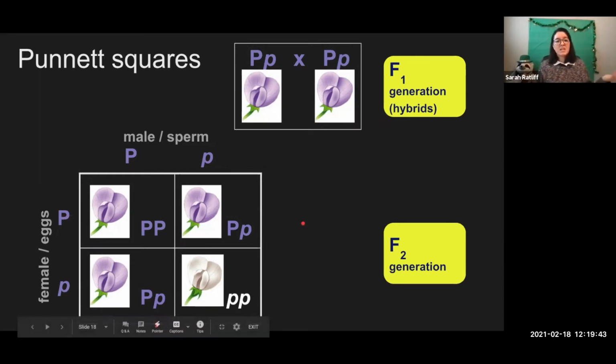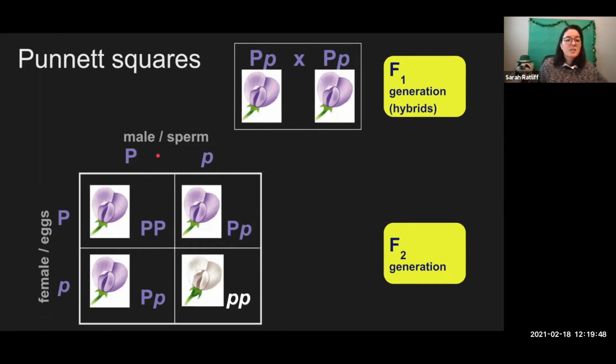That was the hardest part. Take what's on the top, take what's on the side, put them together. That's one of your offspring's potential genotypes. We get a big P from the male, big P from the female, so we get a double big P, big P, big P. Next box over, we get a big P from the female, little p from the male. Put them together, that's our genotype: one big, one little, heterozygous.